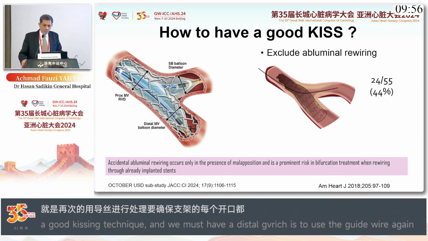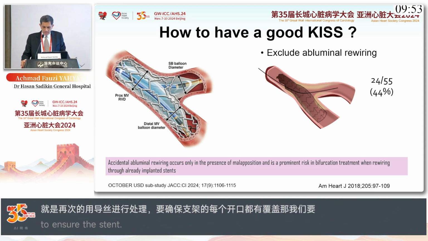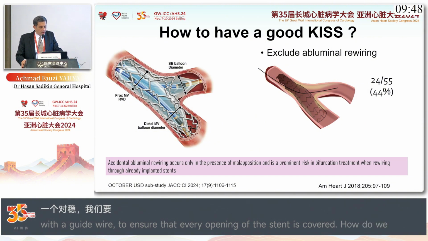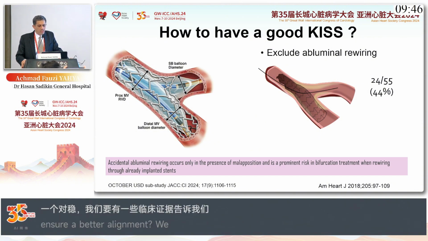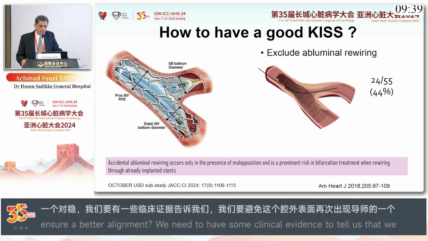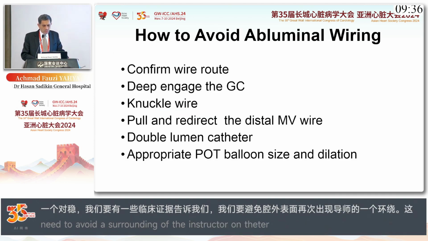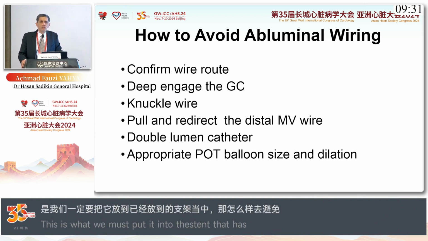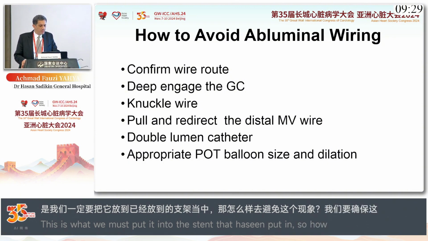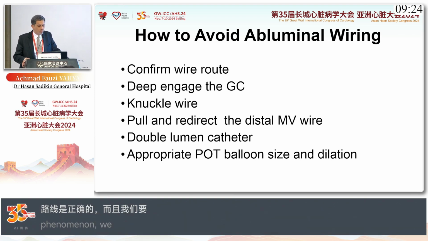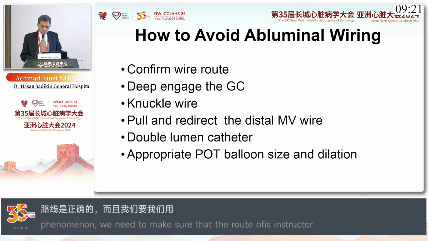So how to have a good case? Exclude the abluminal rewiring. It happened 44% in the OCTOBER sub-study. Accidental abluminal rewiring occurs only in the presence of malapposition and is a prominent risk in bifurcation treatment when rewiring through an already implanted stent. And how to avoid abluminal rewiring? Confirm the wire route and deep engage the guiding catheter, knuckle wire, pull and redirect the distal main vessel wire, and use a double lumen catheter and appropriate POT balloon size and dilatations.